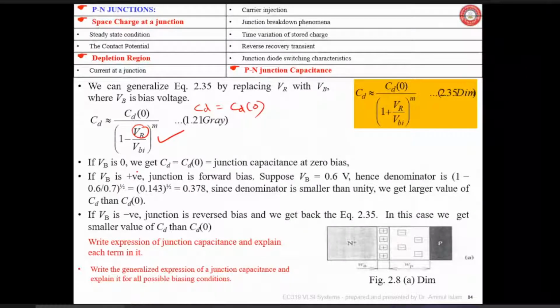If VB is positive, the junction is forward biased. Suppose VB equals 0.6 volt, hence the denominator is 1 minus 0.6 divided by 0.7. If you consider VBI equals 0.7, then we get 0.378. So it comes to be CD0 divided by 0.378. What does it mean? Since the denominator is smaller than unity, we get a larger value of CD than CD0.